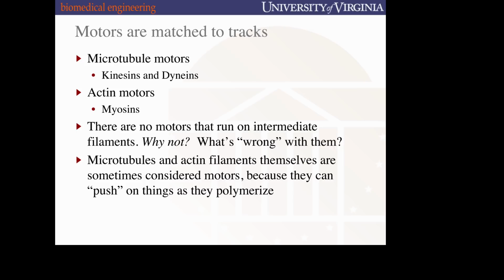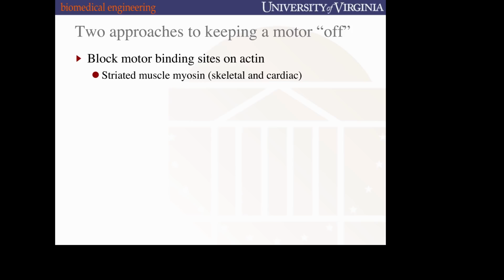Okay, so let's talk a little bit now about regulation. How are these things regulated? Basically, regulation is associated with keeping the motor protein, the molecular motor, in an off position. There are two different approaches. The first is that the motor itself might be on, but we can block the ability of the motor to bind sites on actin or on microtubules. This is the case for striated muscle myosin, so that would be your skeletal muscle and your cardiac muscle. And we'll go into that regulatory mechanism in a minute.